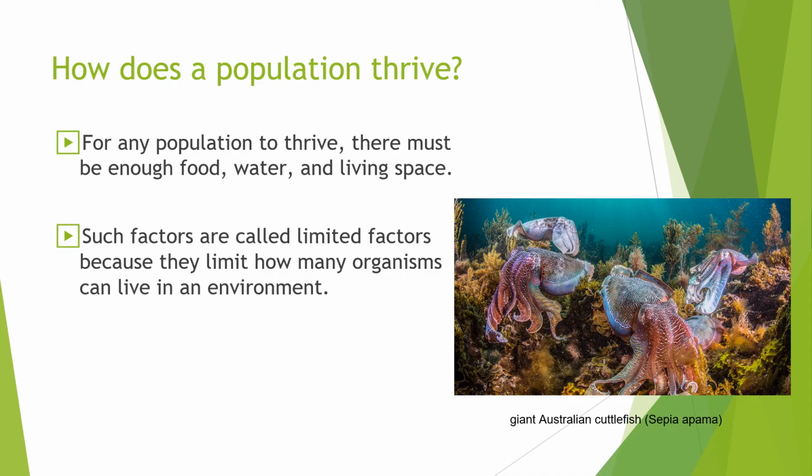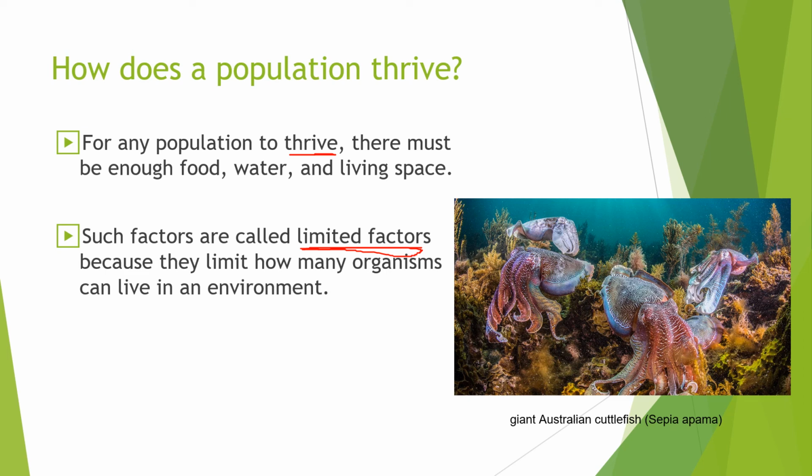So, how does a population thrive? For any population to thrive, meaning to live and to live well, there must be enough of a few different things. These factors that are absolutely necessary for organisms to survive in that area are called limiting factors or limited factors, meaning whether these things are present or not limits the number of that species that can live in that habitat or in that place.